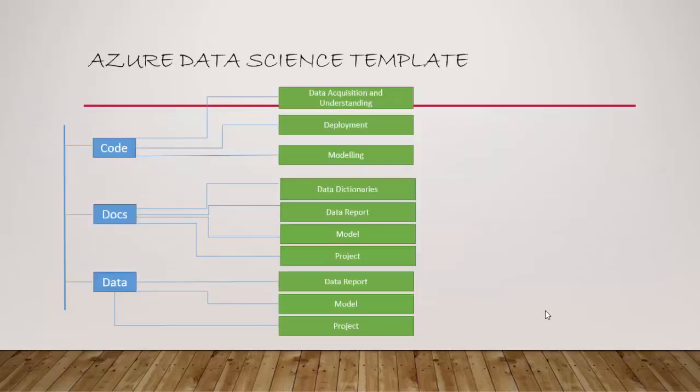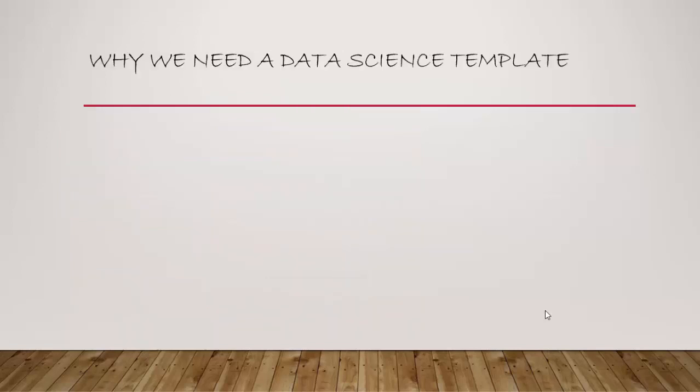In the next one, I've got the Azure Data Science project template, which contains data, docs, and code. These are the three components. Code could contain deployment, modeling, and data acquisition and understanding, which could again be Python, or it could be something else. We've got docs, so we could have information or metadata about data included in data dictionaries. We could have some data reports and some models. And then we have data. So we have a similar structure there.